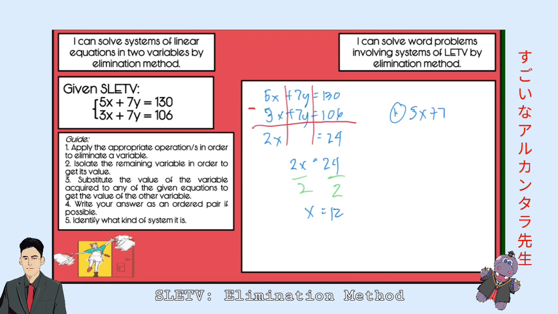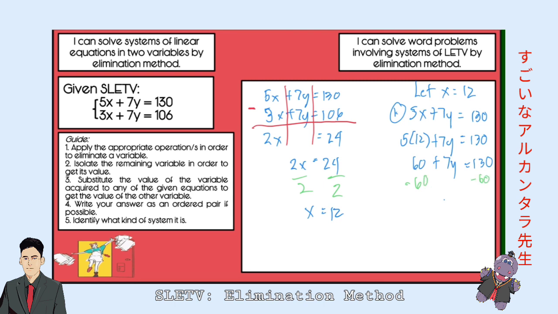5x plus 7y equal to 130. Let x equal to 12. So you'll have 5 times 12 plus 7y equal to 130. You'll have 60 plus 7y equal to 130. Subtract 60 to both sides to isolate the y variable.